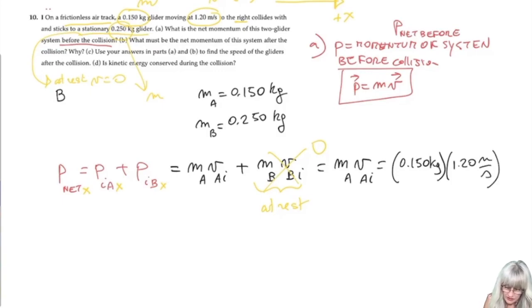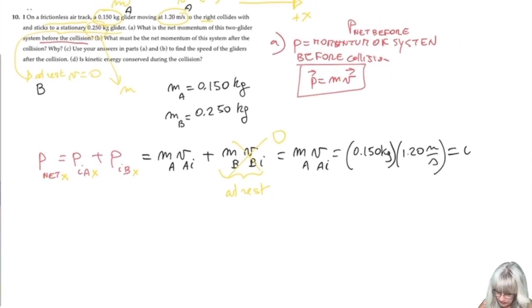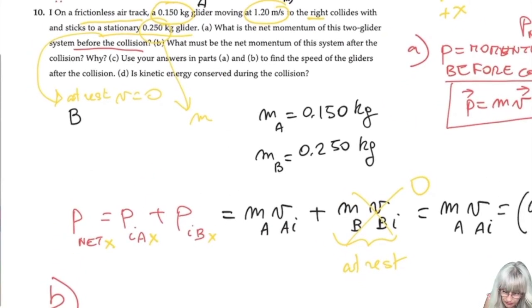Right? Because this is A and this is mass A. So, final answer. Right. Let's do part B. In part B, we want to find the net momentum after the collision.